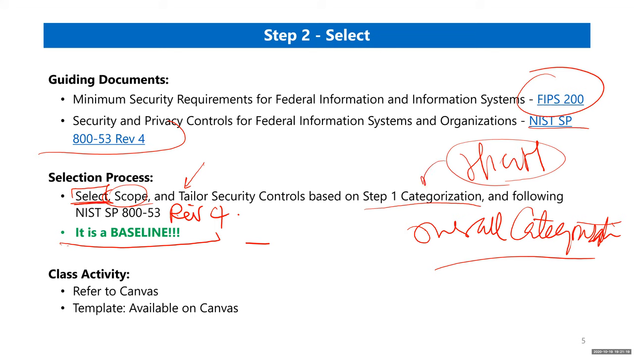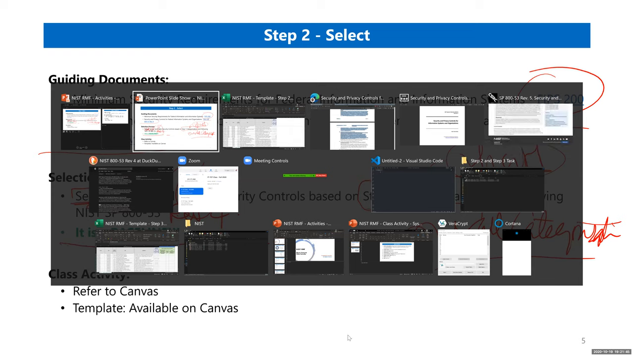Agreed. So based on that, is it safe to say I'm going to select controls? This sounds redundant. Select and scope is basically the same thing. But is it safe to say I'm going to select controls that are at the high categorization? Yes, without tailoring. No, we are not tailoring yet. I said without. Then we will tailor, right? Great.